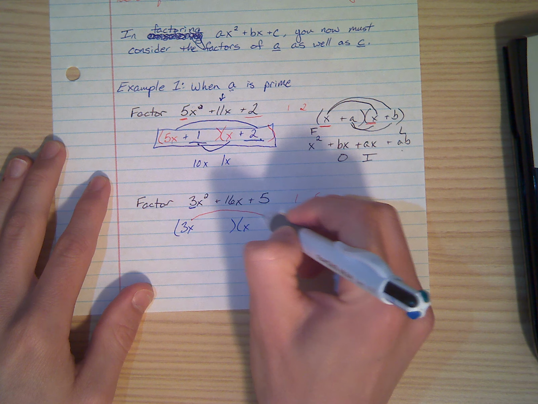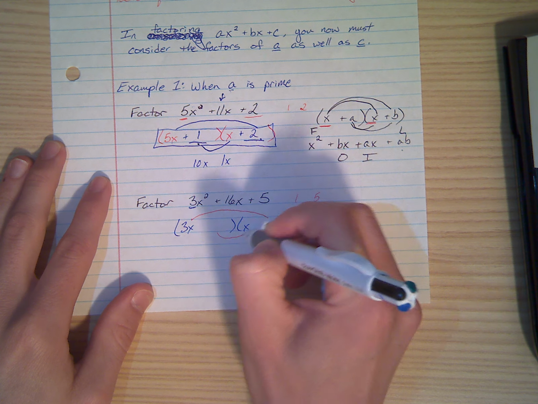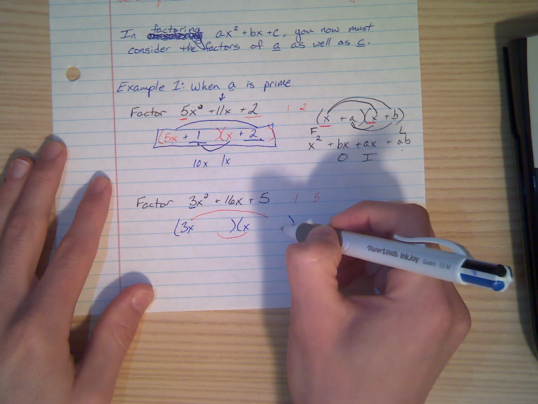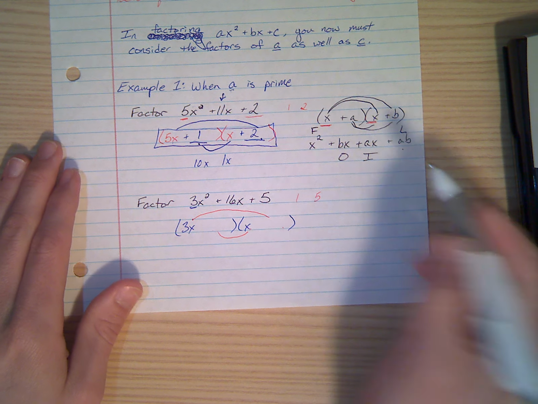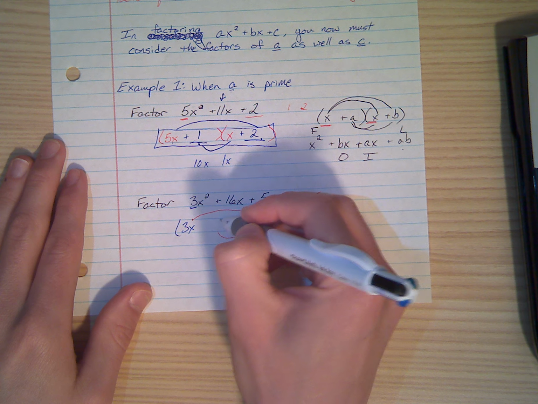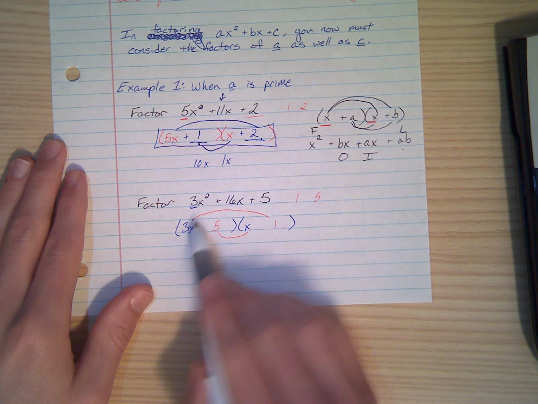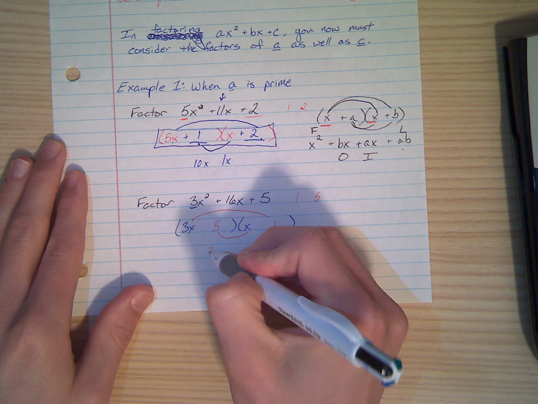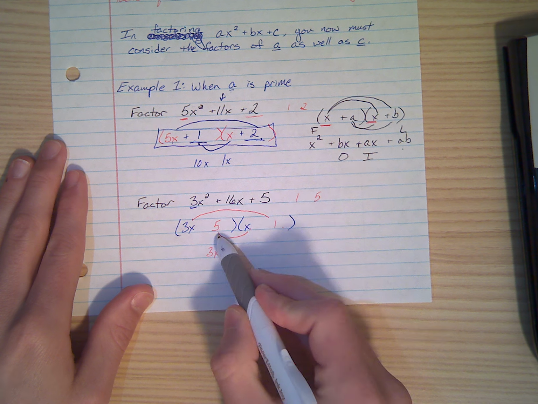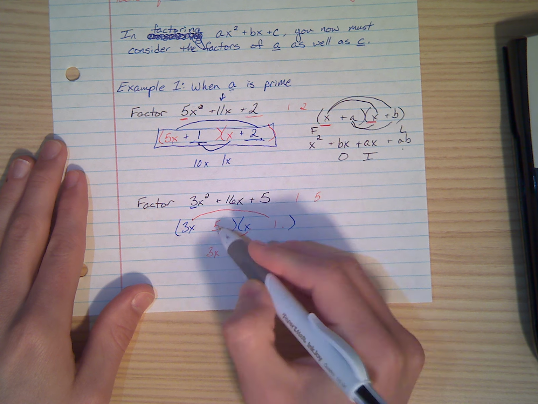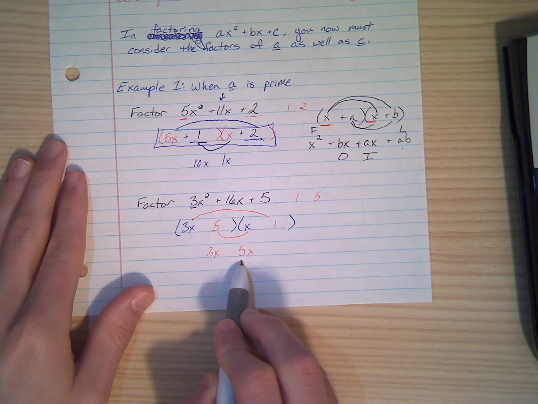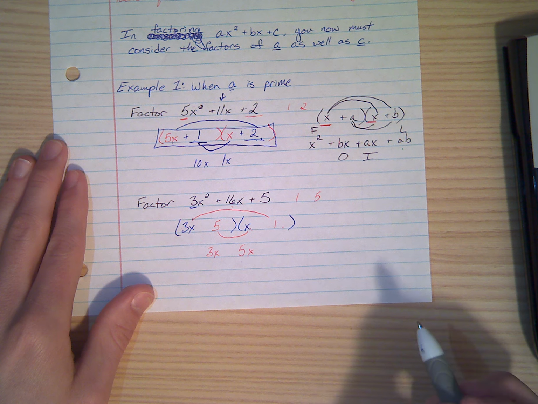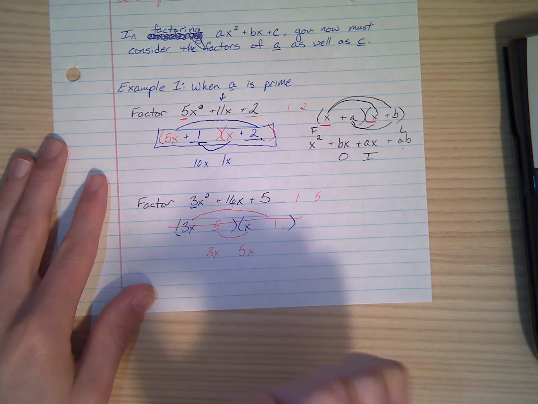And again, we're going to be multiplying those terms together, the 3x times this one, and the 1x times this one. Okay, so let's just try this. If we put the 5 here and the 1 there, you have 3x times 1, which is 3x, and then you have 5 times the x, which is just 5x. Well, when you add those together, that makes 8x, not 16x. Okay, so that doesn't work. That one's wrong.